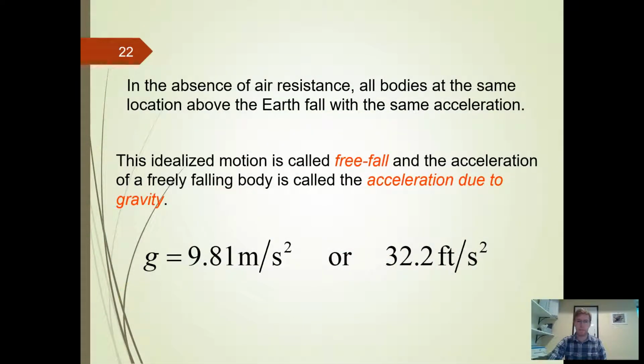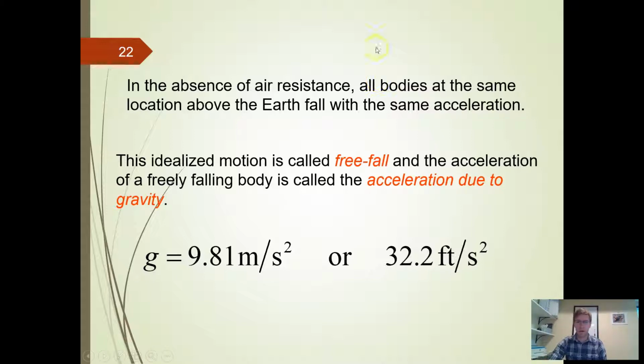Pretty interesting, right? So, okay, this sounds good, but it's a little weird, right? What I'm implying is that all objects fall at the exact same rate. That seems weird, right? If I drop a feather and a tennis ball, they don't fall at the same rate. If I drop a piece of paper and a rock, they don't fall at the same rate. So what's the deal?